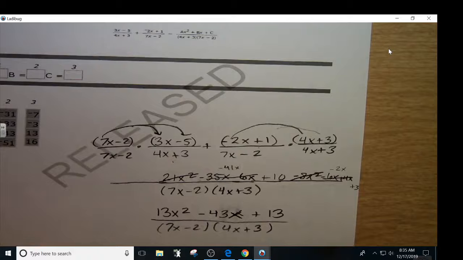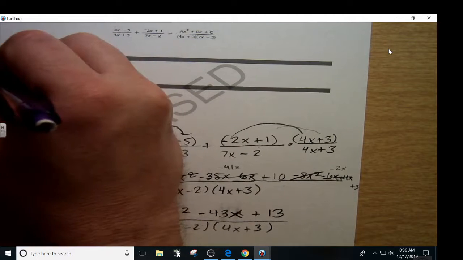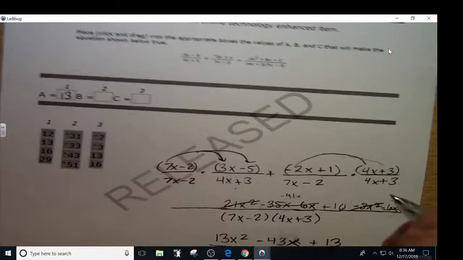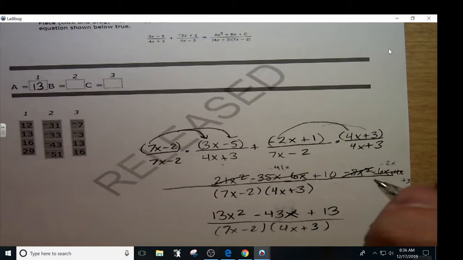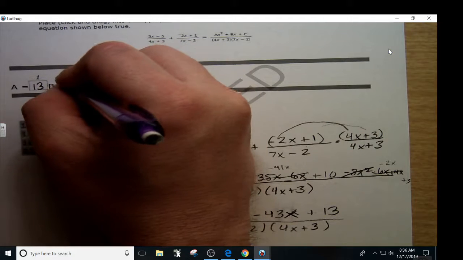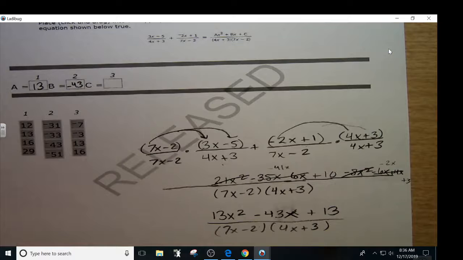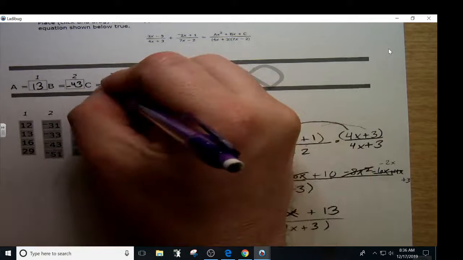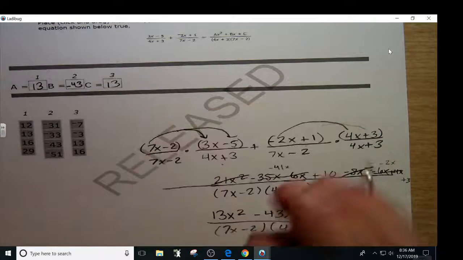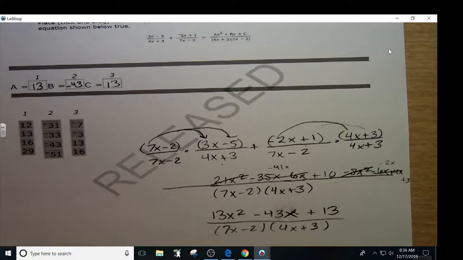So, guys, looking at this, A would be 13. B would be negative 43. And C would be 13. That's all you do.